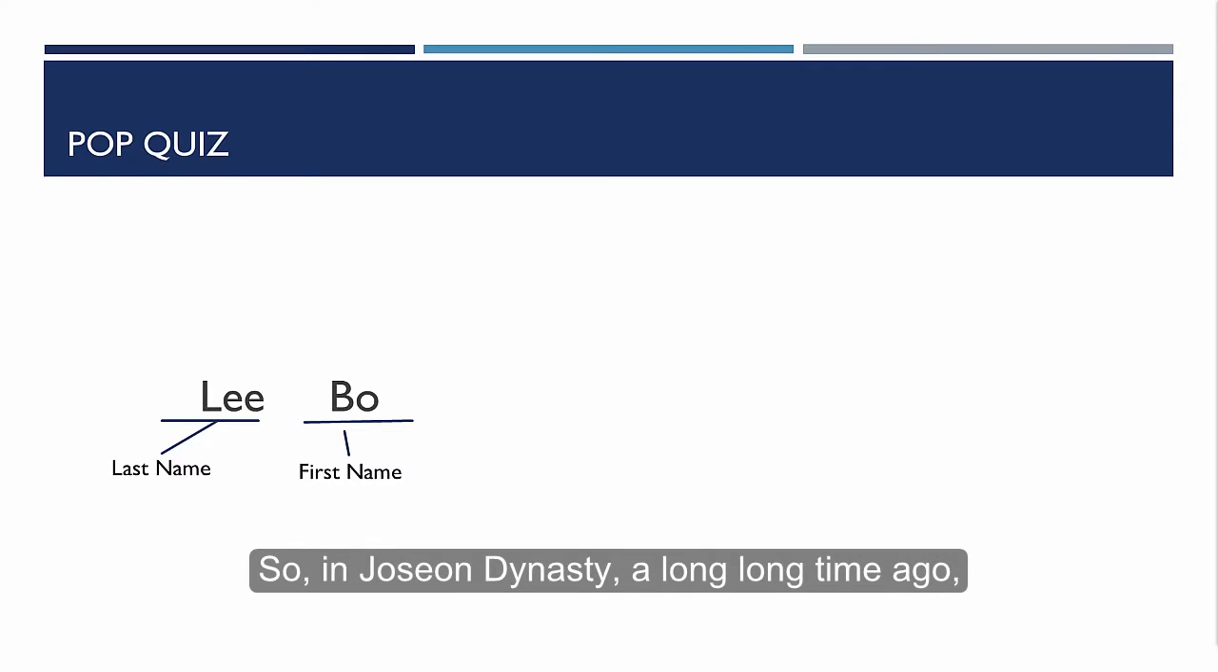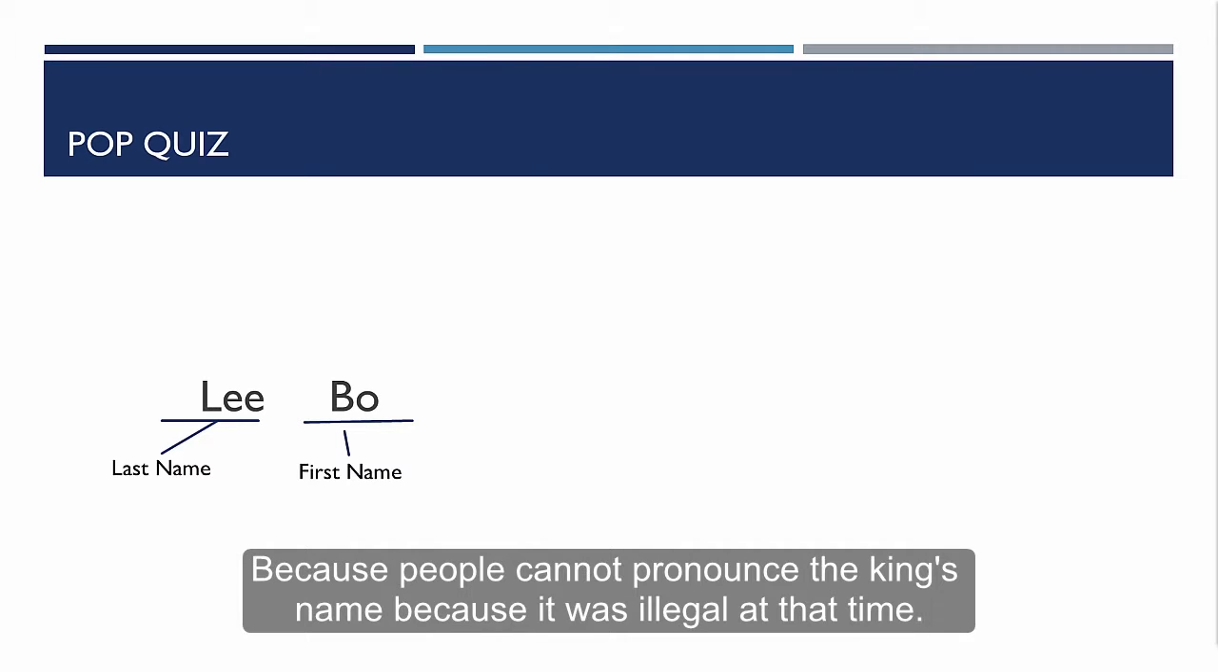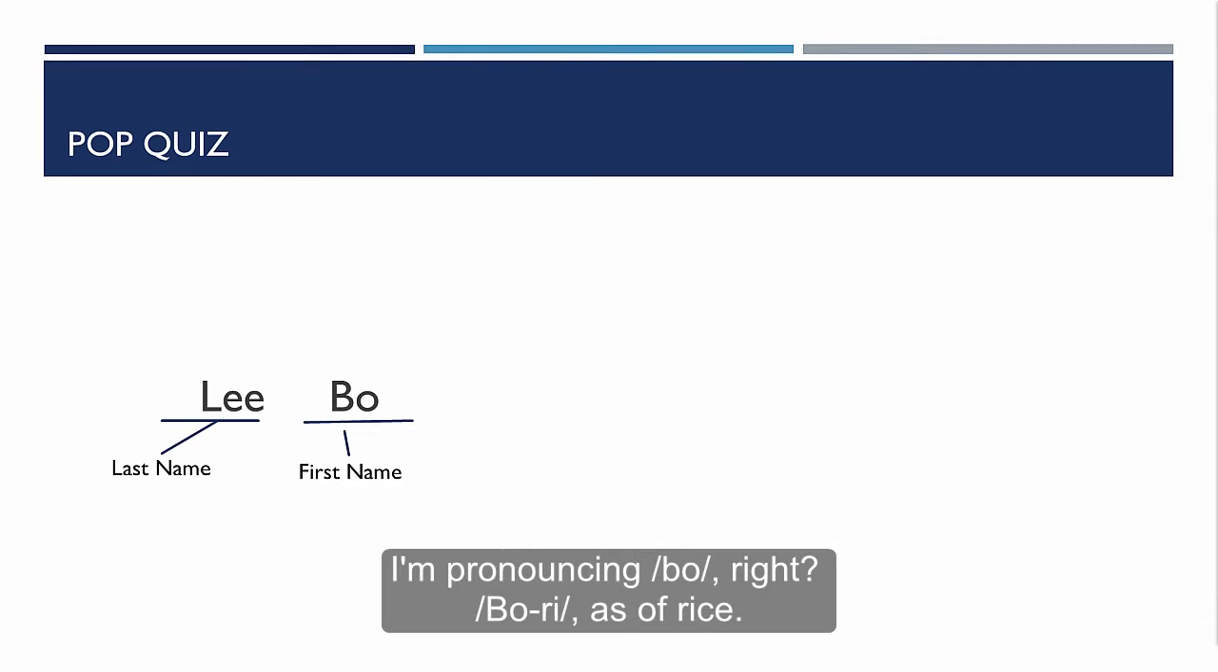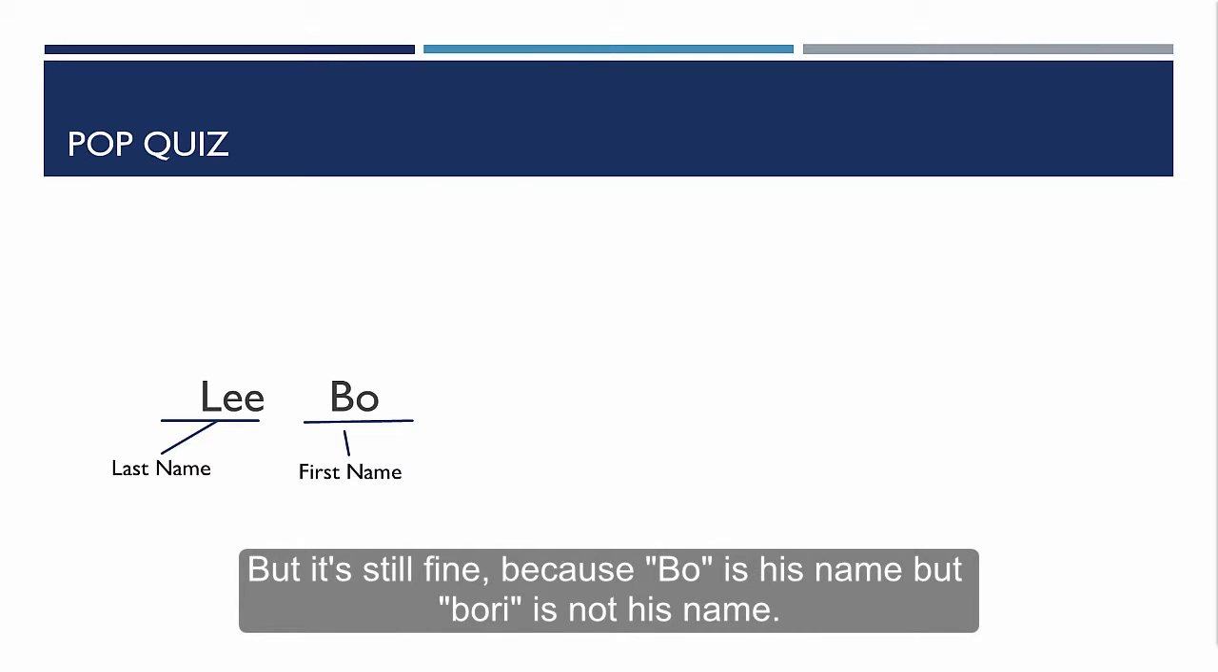So in the Joseon Dynasty, a long time ago, only the king could use a 1 syllable first name. Because people could not pronounce the king's name, it was illegal at that time. Let's say Bo was the king's name. Rice is Bori. I'm pronouncing Bo, right? Bo, Ri, as rice. But it's still fine because Bo is his name, but Bori is not his name.